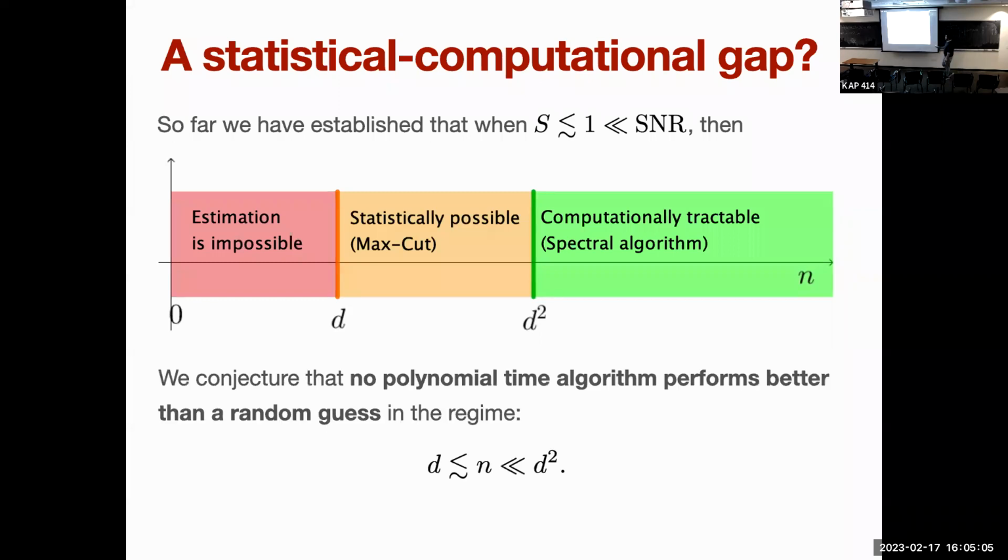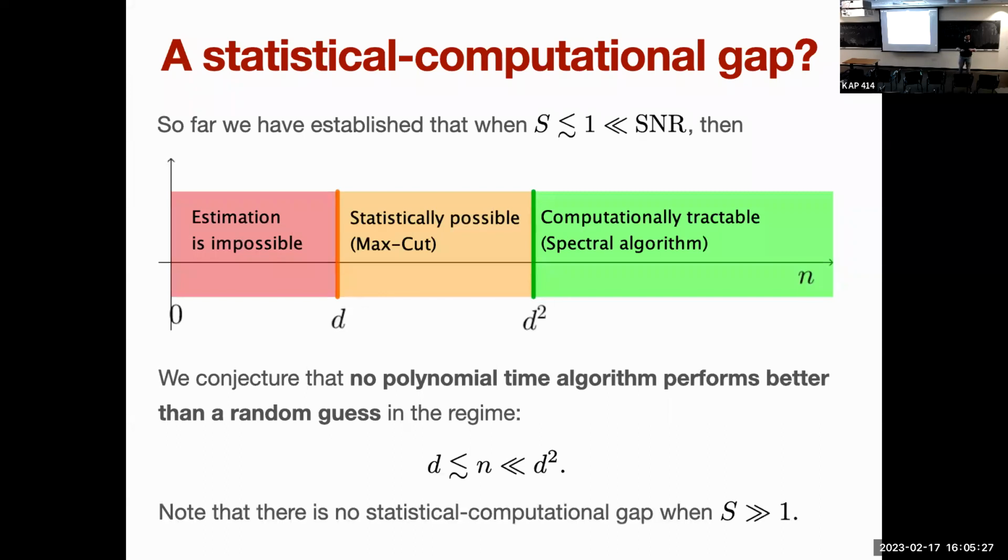So we conjecture that within this orange region, no matter what polynomial time algorithm you use, the output would always perform pretty much as a random guess. It would not be correlated with the thing that you want to recover at all. And this to me is sort of related to the question you were asking. This presents a very clear separation between the spherical case and the stretched case. Although it's statistically possible, we open this gap as soon as we stretch things. Because before there was no gap. This line here was actually here.